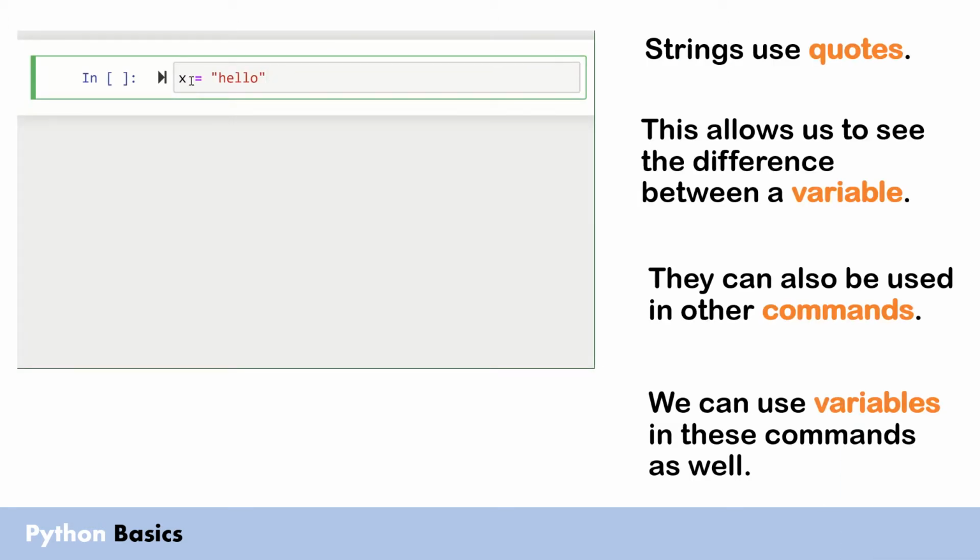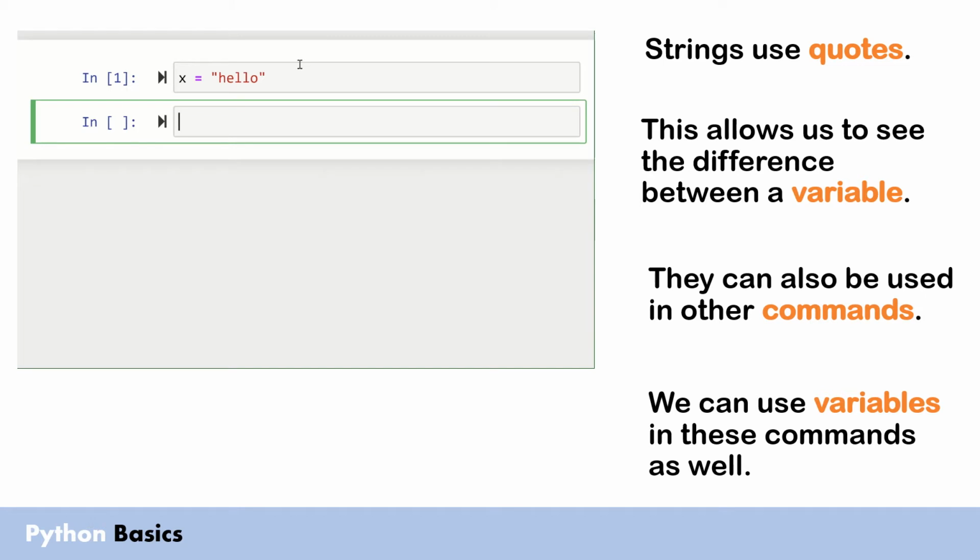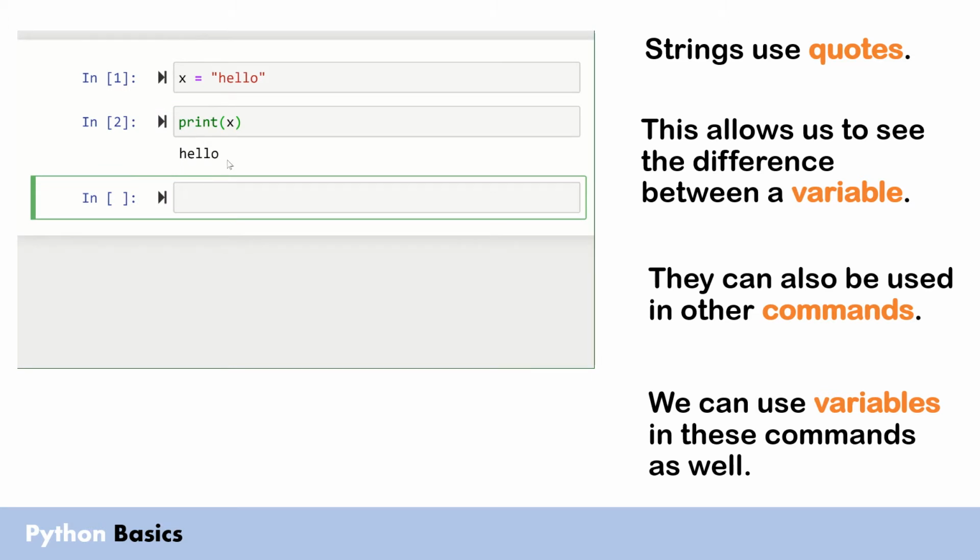Here at the moment, I've got an example of a string. The string says the word hello. It's been stored inside a variable x. If I run this program, you'll see that nothing actually happens. But if I now go print x, you'll see that it prints out the word hello.